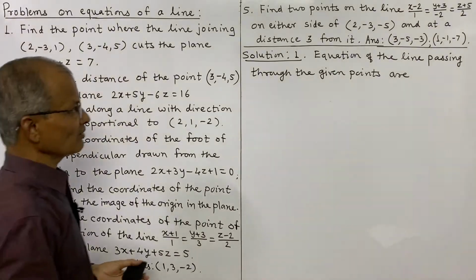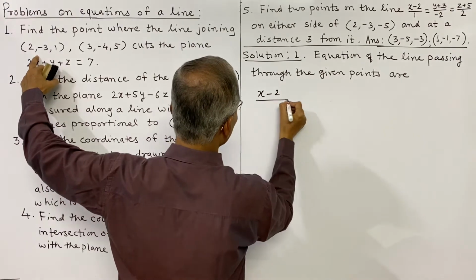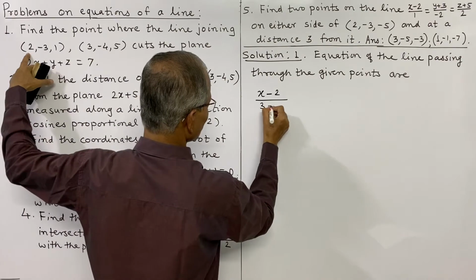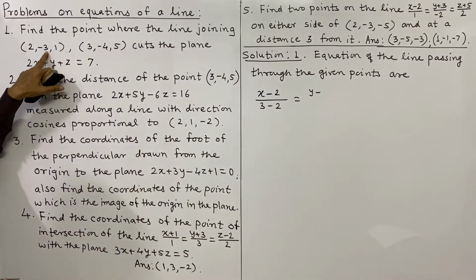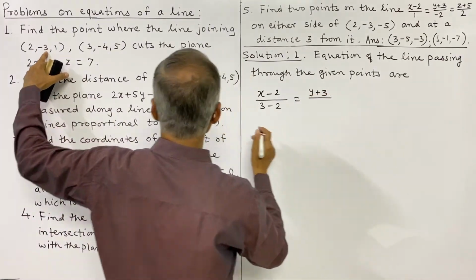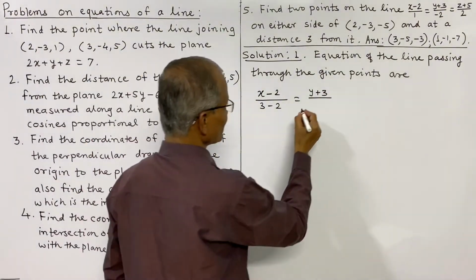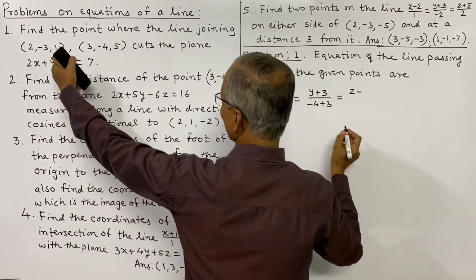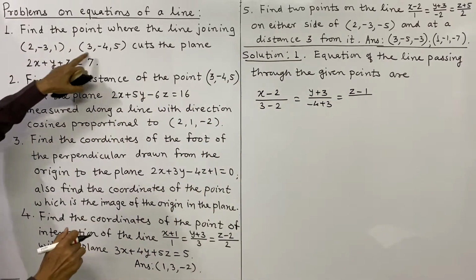So we have the 2-point form as x minus x1, that is x minus 2, divided by x2 minus x1, that is 3 minus 2, is equal to y minus y1. We are taking this point, y minus minus 3, that becomes y plus 3, divided by y2 minus y1, that is minus 4 minus of minus 3, which is minus 4 plus 3, and is equal to z minus 1 divided by z2 minus z1, 5 minus 1.